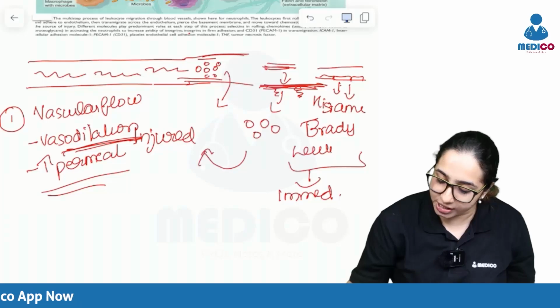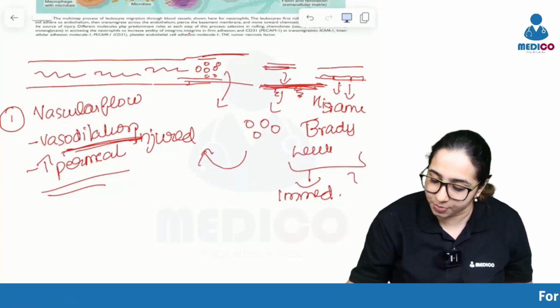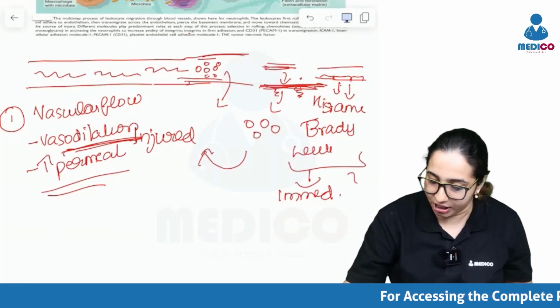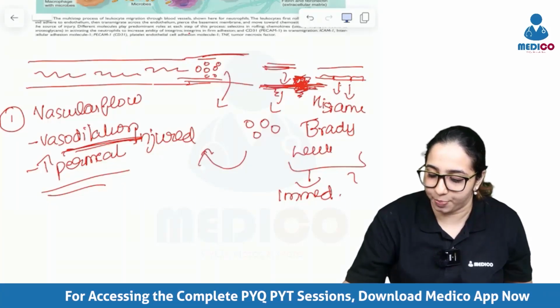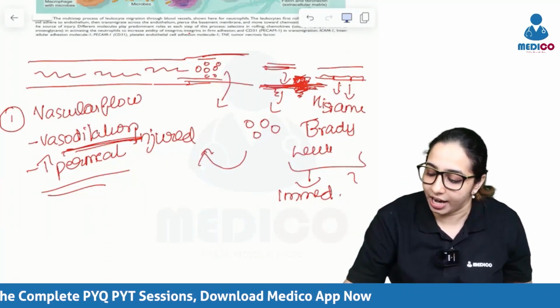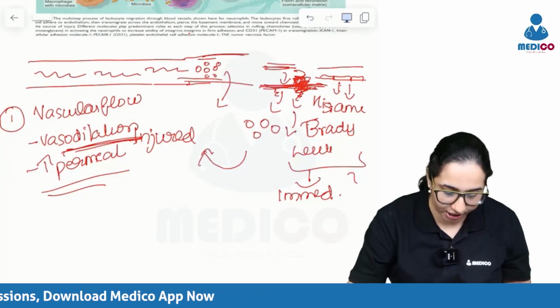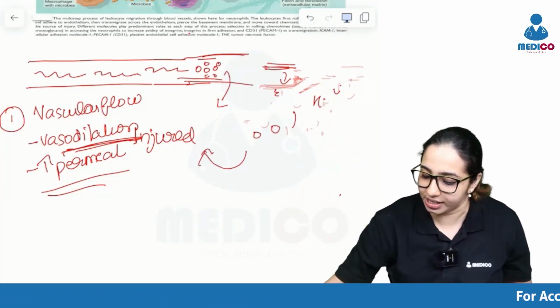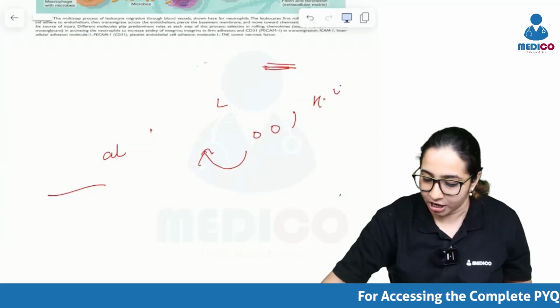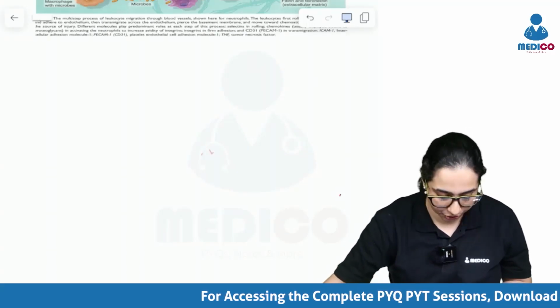vasodilation. Now, secondly, suppose there is some sort of endothelial injury. There is some necrosis happening. That is also an insult, and that can also lead to these leukocytes coming out. So now we have seen how these leukocytes have come out of the blood vessel. Now, what do these leukocytes do next?